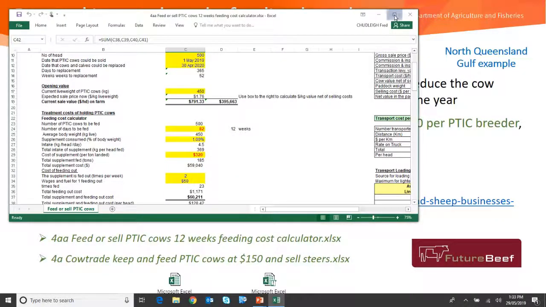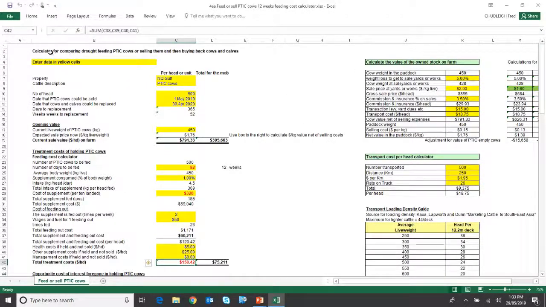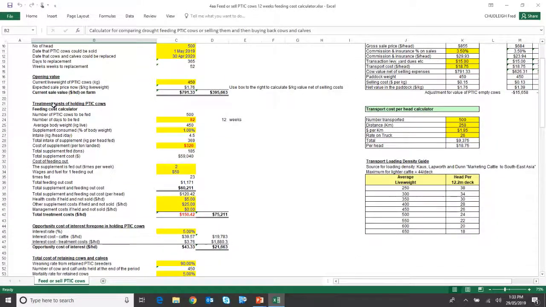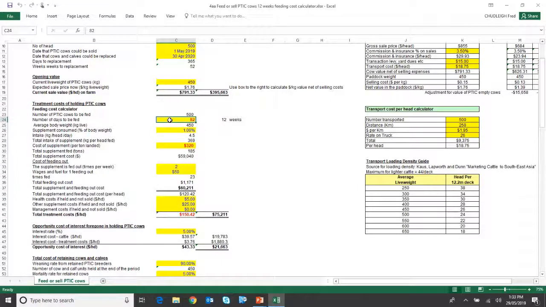It's the same as the one we used in previous presentations. It's our calculator for comparing drought feeding costs. This time, we only want to use just the little cost part of it. And in that cost part of it, we said we're going to feed these cattle for 82 days because we've got rid of the steers, we've got extra grass. It's going to cost $320 a tonne to feed them.